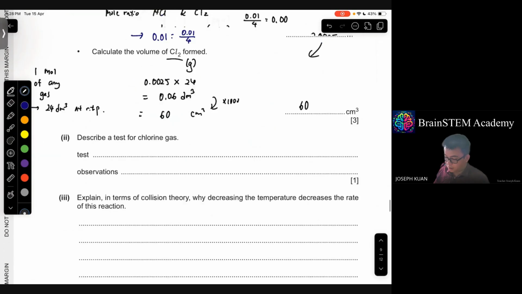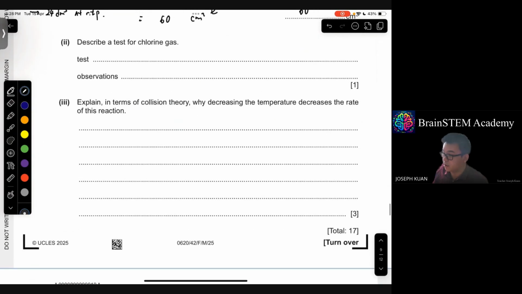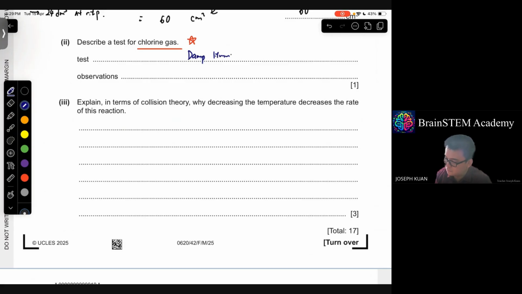Now, moving on. Next, describe a test for chlorine gas. Chlorine gas is one of the only few gases that has a bleaching effect in water. So what we do is we take a damp litmus paper, and then it will simply be bleached.